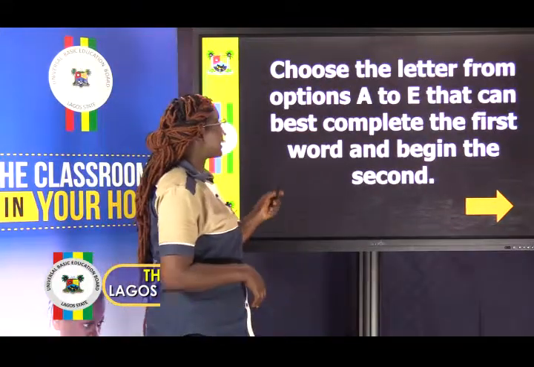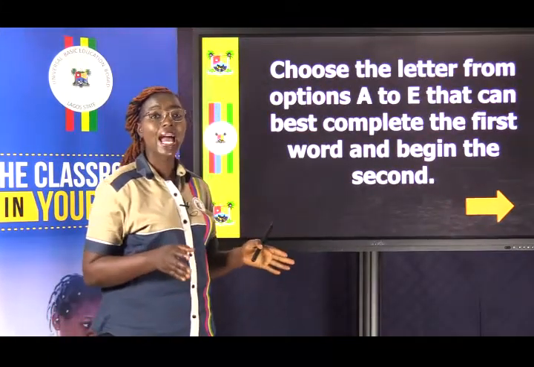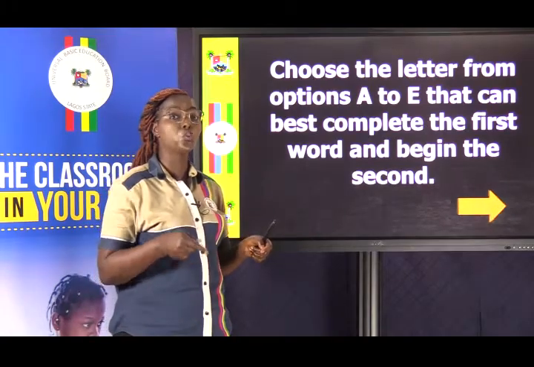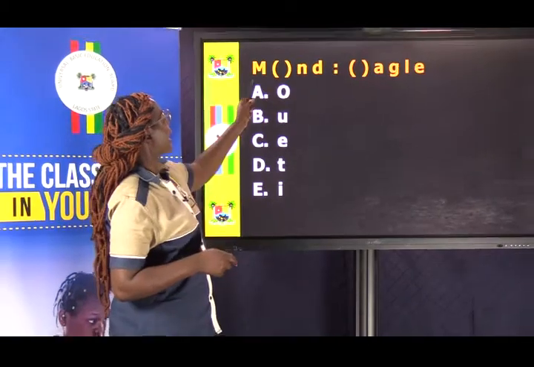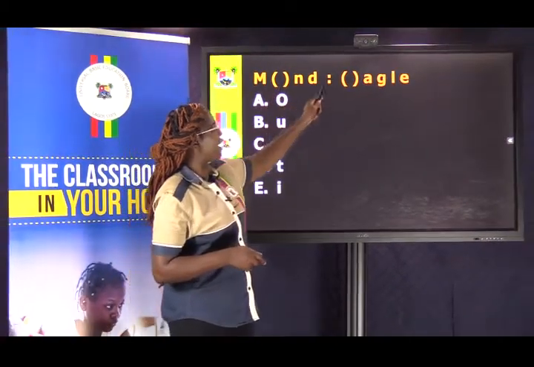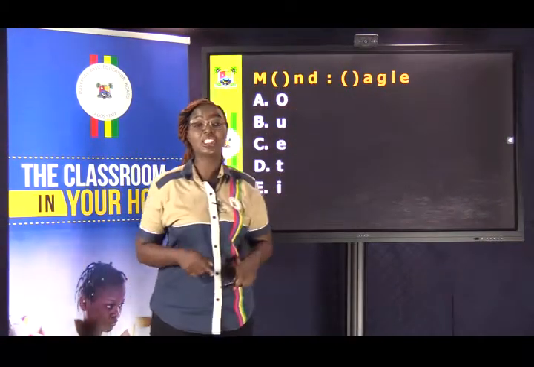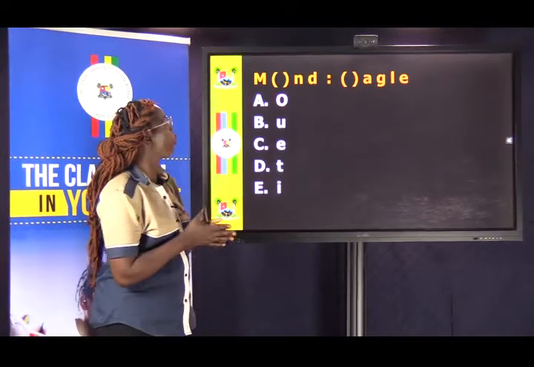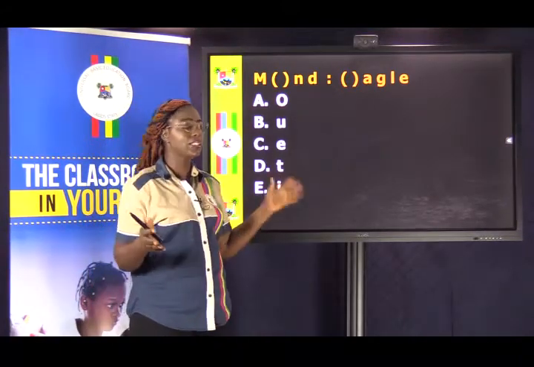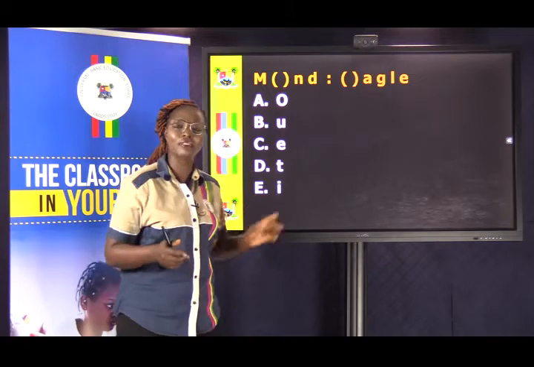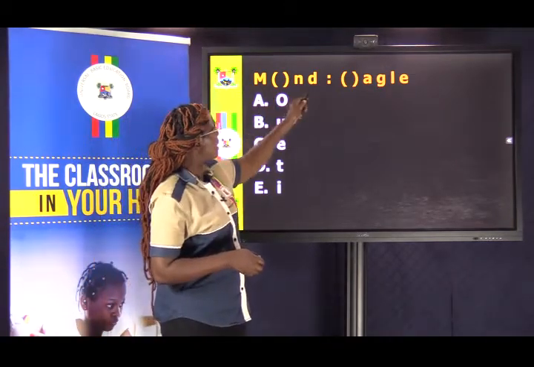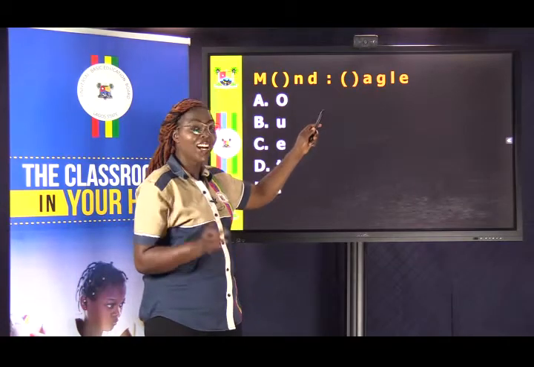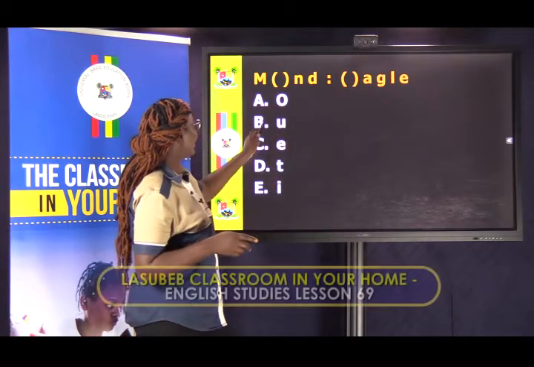Note, children, I said complete the first word and that same letter you're choosing will begin the second word. Let's see. We have M in bracket ND and we have bracket EAGLE. So which of those letters in the options do you think are fitting into those two words? Is it O, Mond, Ogul? Is there anything like that? No, right? Okay, let's look at the next one.